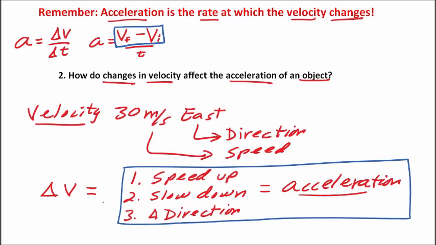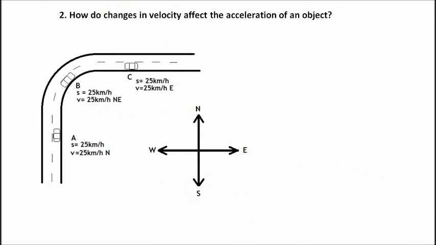So if a car, like the race car, is speeding up, you know it's accelerating. If the driver puts the brake on and slows down, then you know that there is an acceleration taking place because the velocity is changing. If the object turns a corner, then you know that acceleration is taking place because the direction is changing. That's how changes in velocity affect the acceleration of an object, and that's what you want to remember. So here's what we now understand. When an object accelerates, it speeds up, slows down, or changes direction.